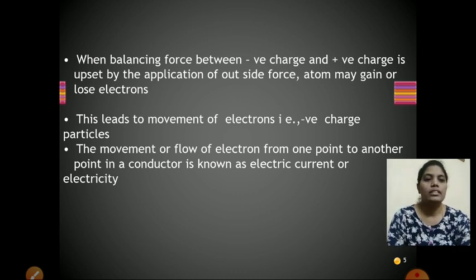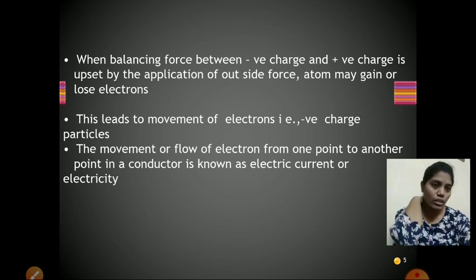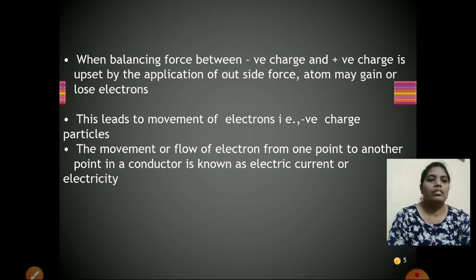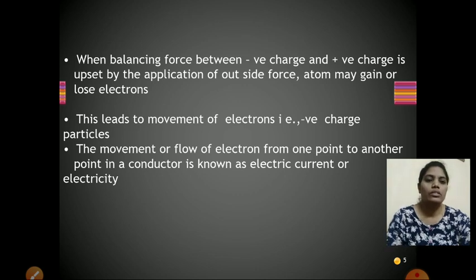So how is this electricity coming, or what is the reason behind this electric current? That is because of some external force applied on the nucleus. The balancing force between positive and negative charged particles which are revolving around the nucleus is disturbed, and it leads to flow of electrons from one point to another point in a conductor.